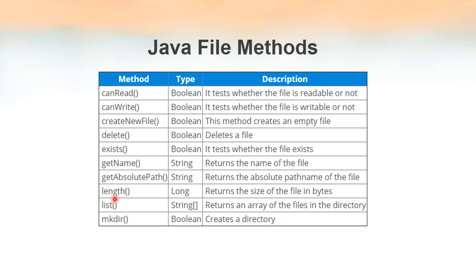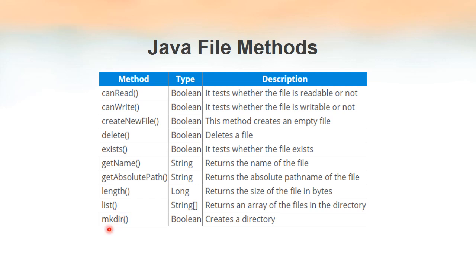Then length method, this method is used to get the size of the file in terms of bytes. Then list, this method is used to create an array of files in the directory. Suppose we created a file object such that we give the parameter as a path to directory. In such case, if we use this method list, it will create an array of files in that directory.